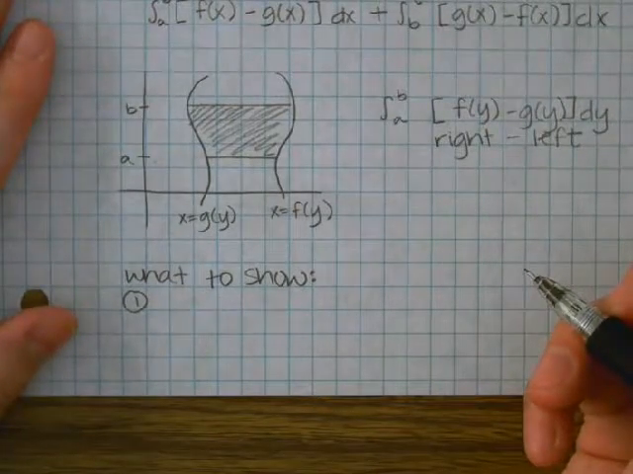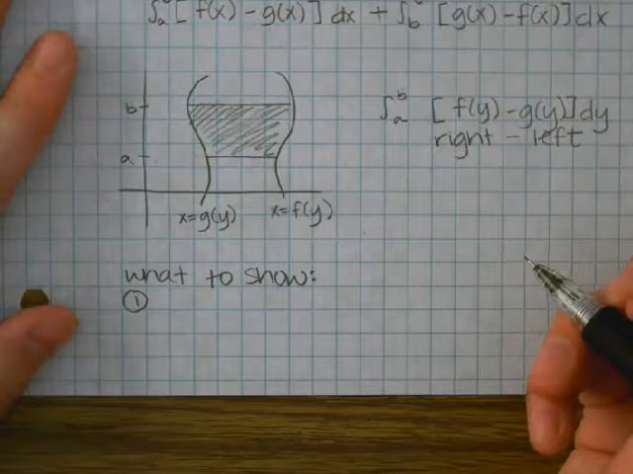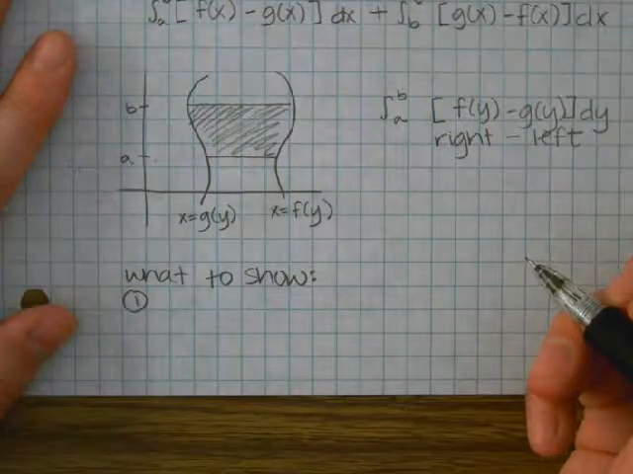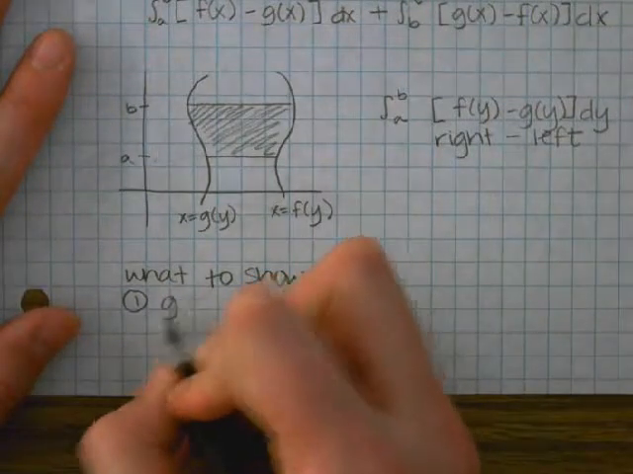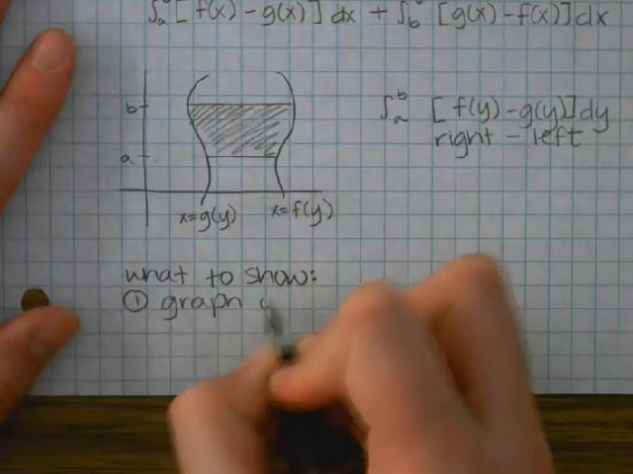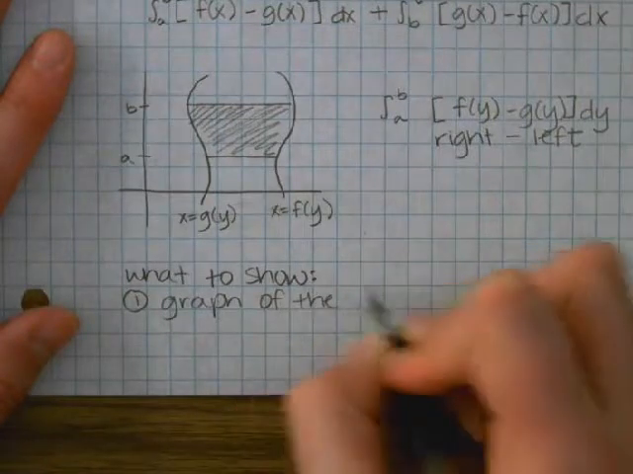Alright, what are we going to show tonight? So this is what you need to show on Calculator Active because we got to see some work. The first thing you're going to have to show is a graph of the functions. Yeah, graph. You see that graph?